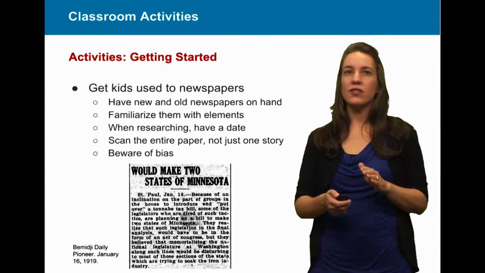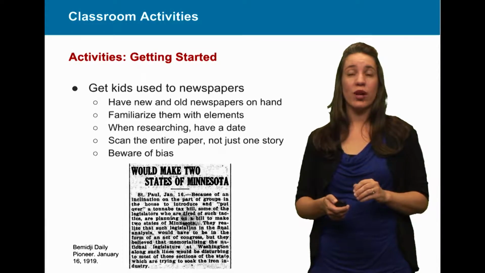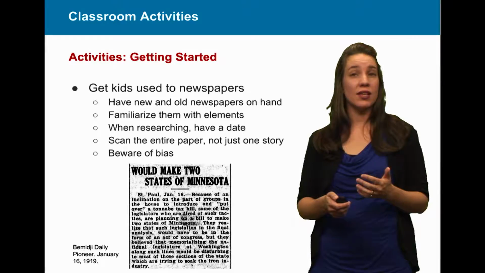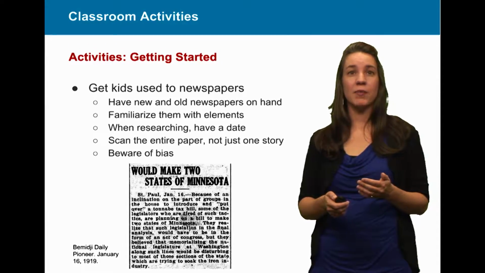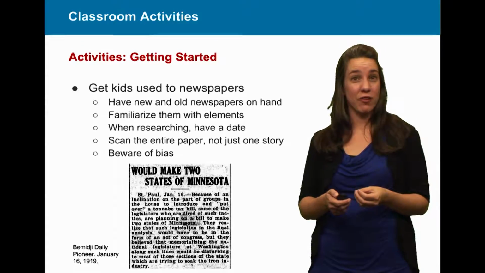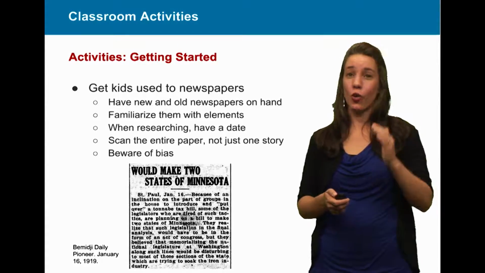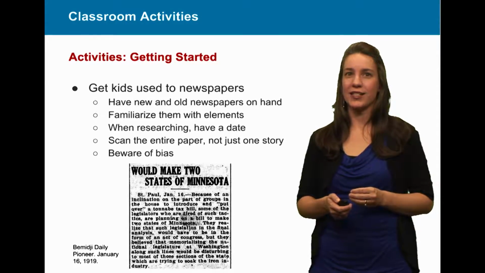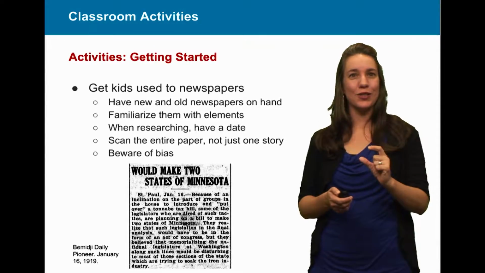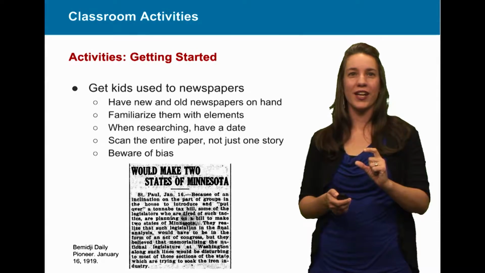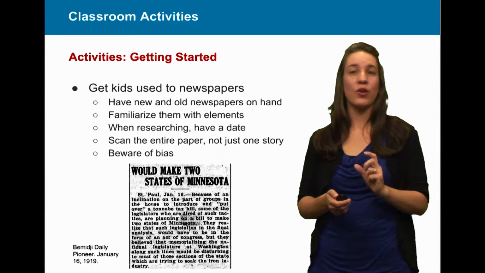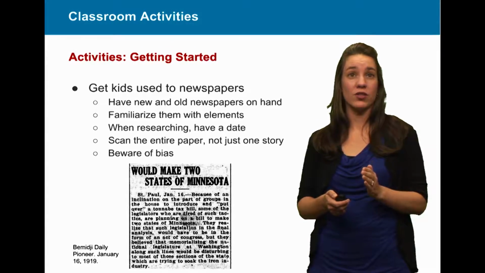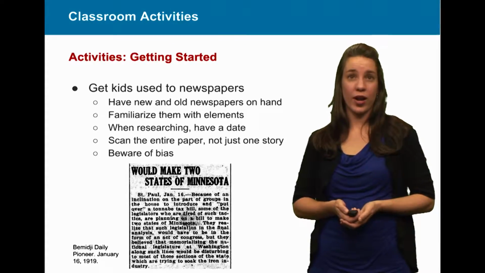The image you see on the screen here I found by accident when I was looking for a story about the women's suffrage amendment. This one was from a Minnesota newspaper that talked about a potential bill in the Minnesota legislature to cut the state of Minnesota in half, north and south, to make two different states. I'd never heard of this before. It was this little piece on the newspaper page that was really interesting that I wouldn't have found if I had just looked for my one story. And always beware of bias.